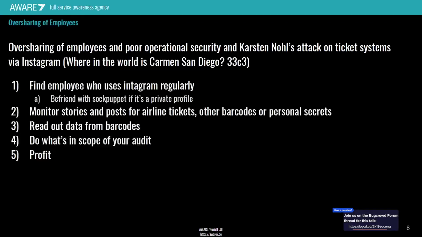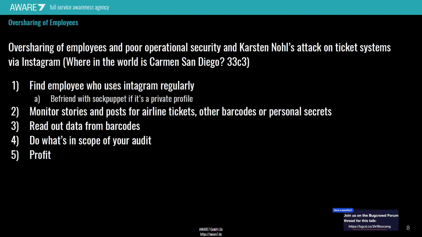There might be a step in between, because maybe he has a private profile, or she, and we need to befriend some sort of sock puppet account. Then we monitor his stories and posts for airline tickets, for example, or other barcodes or personal secrets that he shares. And then we read out data from barcodes, do whatever is in scope of our audit, and then we profit because our audit is successful.